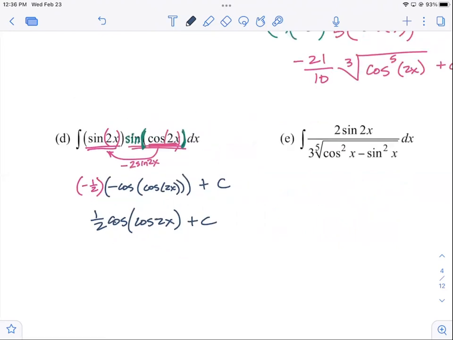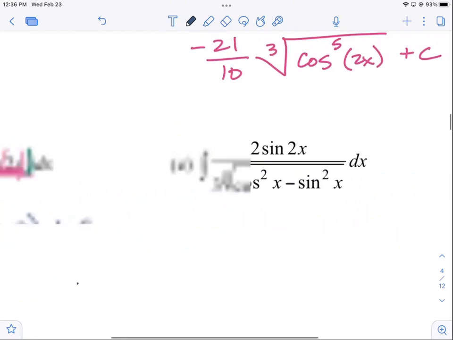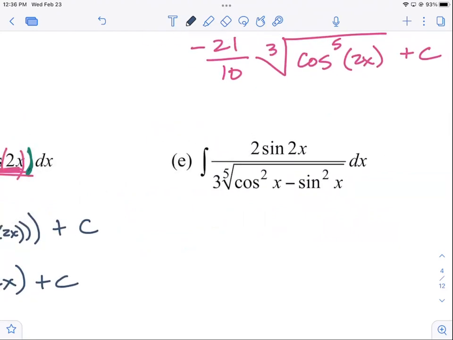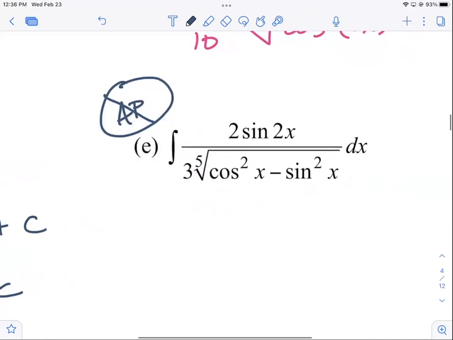Okay, and then this guy here, probably just outside the scope of AP. We'll put it like this: AP with the circle around it and a line through it, like not quite AP. Here you have a quotient, right? And you're like, whoa, there's a lot going on here.